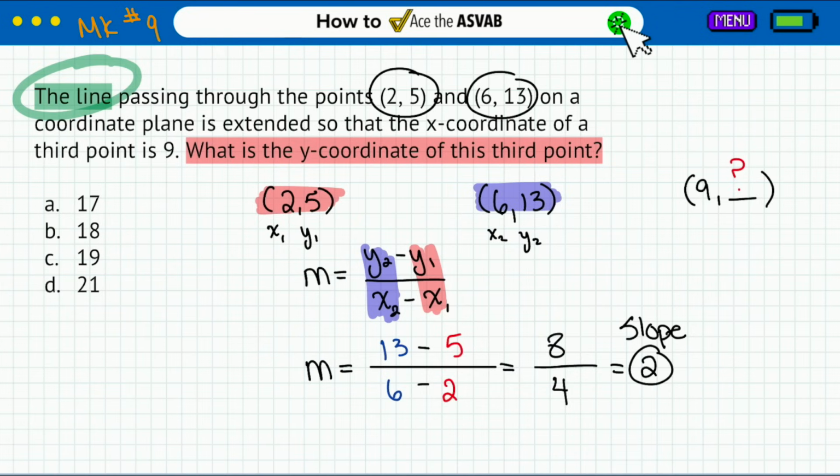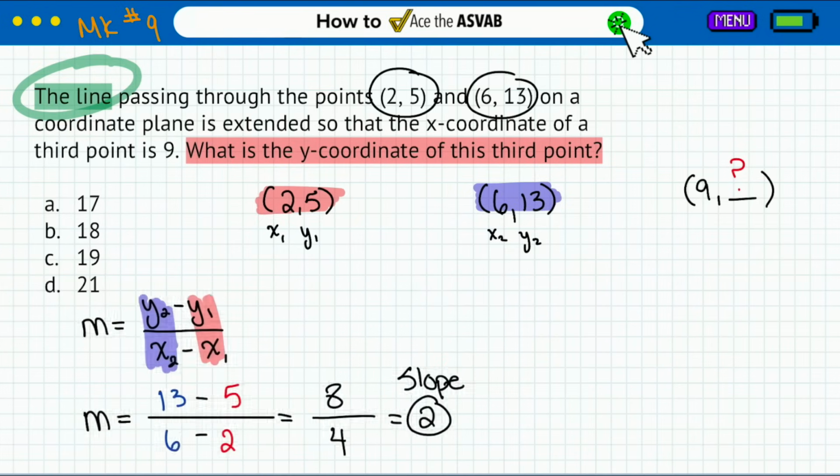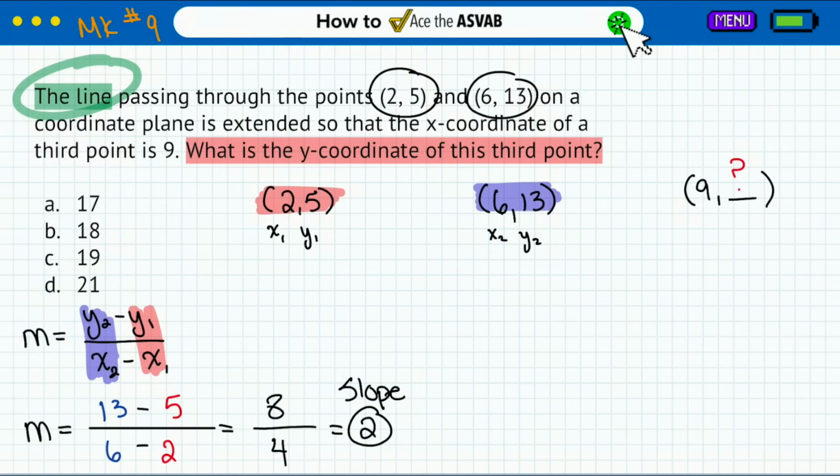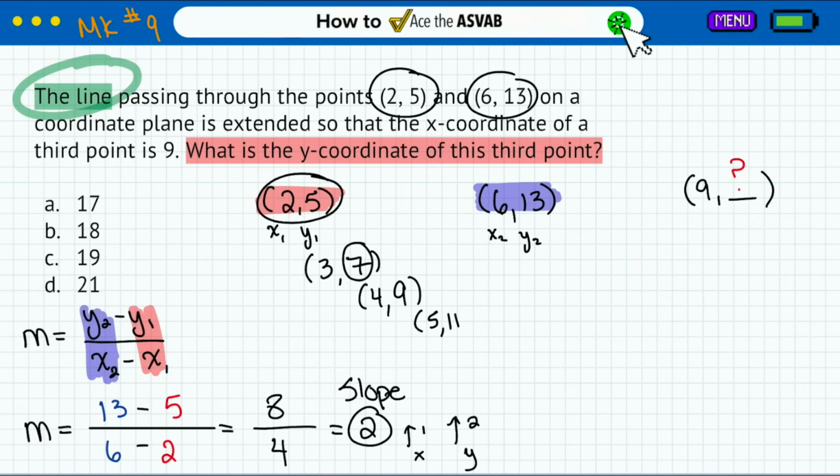How useful is this? How is this supposed to help us out? Well, like I said, this is the cool thing about slope. What I know now is that every time I go up 1 for the x, we're going to go up by 2 on the y. That's what slope means. Every time you move, you're moving by 2. So here we have (2, 5). Watch this, this is pretty cool. I'm going to go up to 3, which means I'm going to go up by 2 over here. So that's 7. Okay, what about 4? Go up by 2 again. That'll be 9. What about 5? Go up by 2 again. That'll be 11. Okay, what about 6? Go up by 2 again. That's 13.